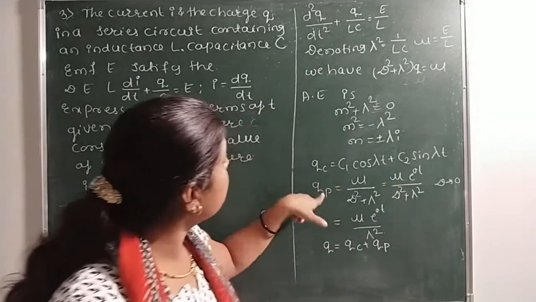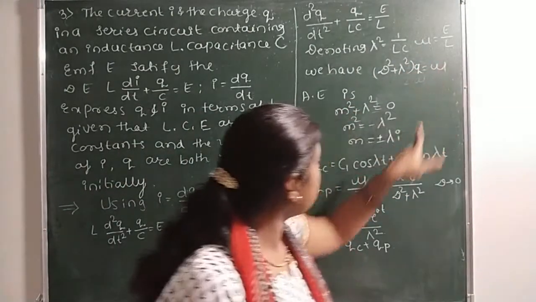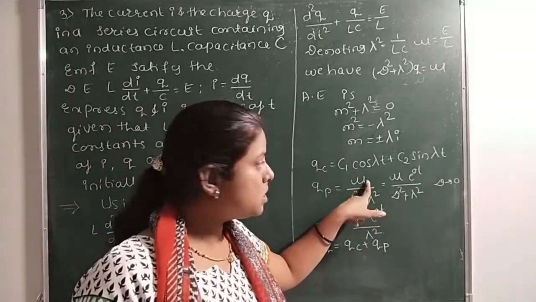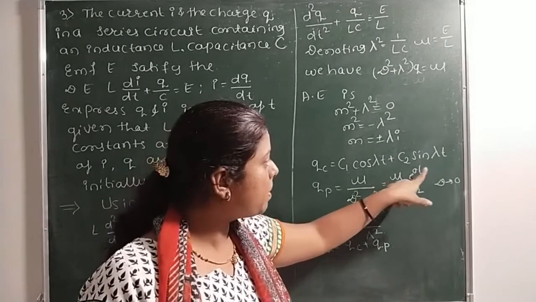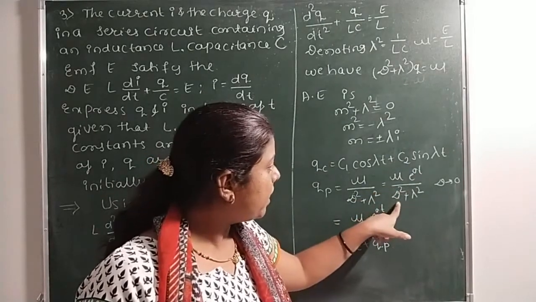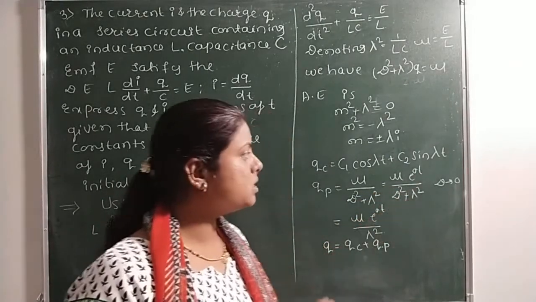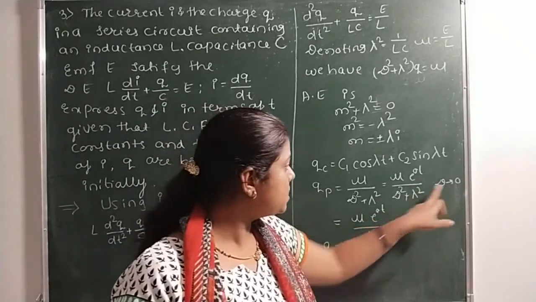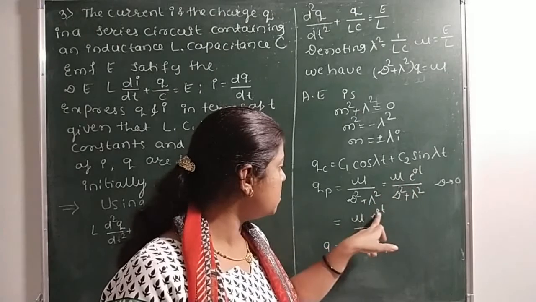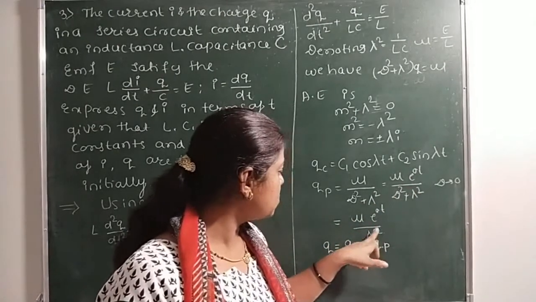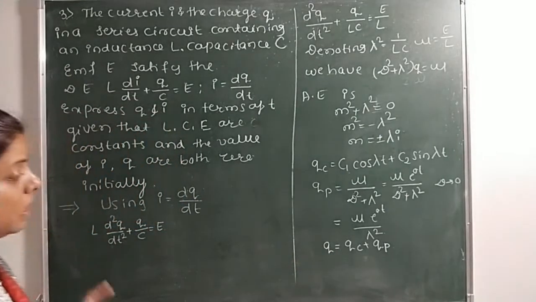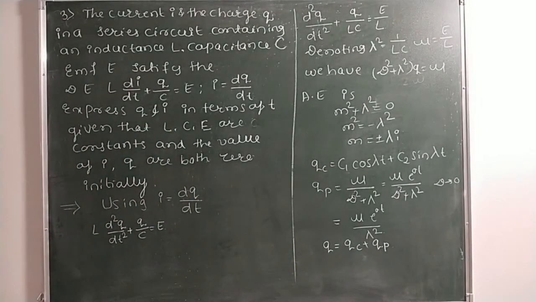Now QP, the particular integral, becomes μ, which is a constant term, divided by D² + λ². This is a constant, that's why we take e^(0t) divided by D² + λ². This is type 1, so we replace D with 0. If D is 0, it means μ e^(0t) divided by λ². Now these two you have to add and you will get the solution of the complete equation.